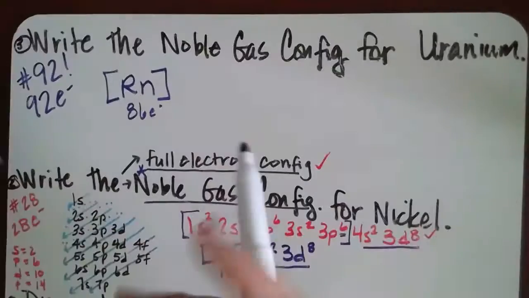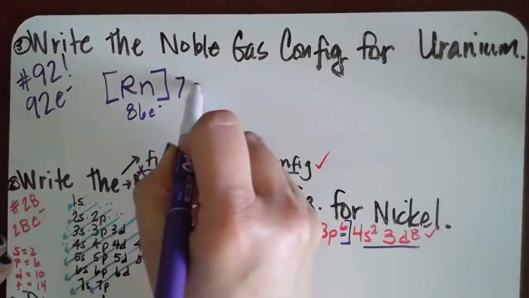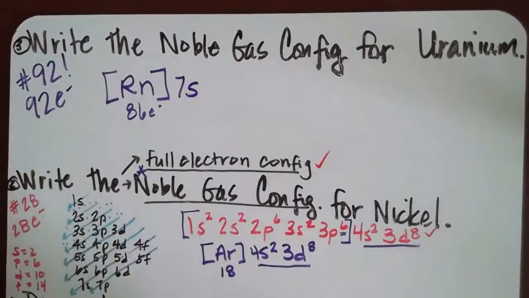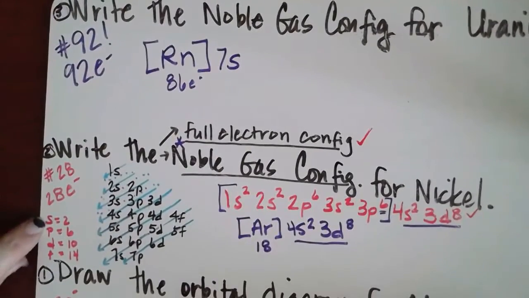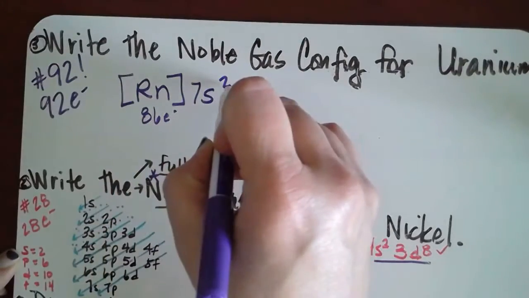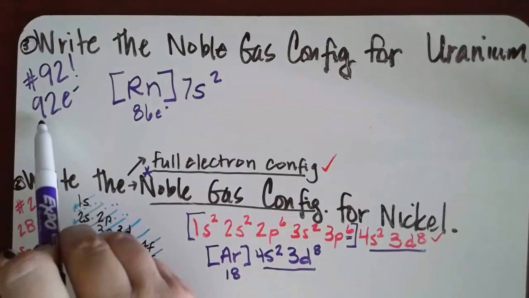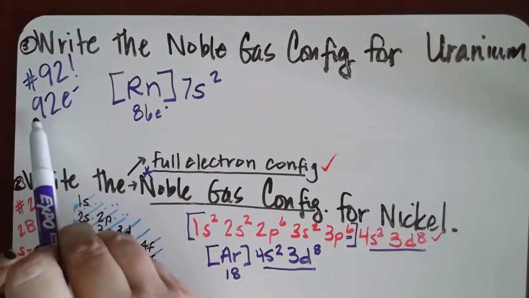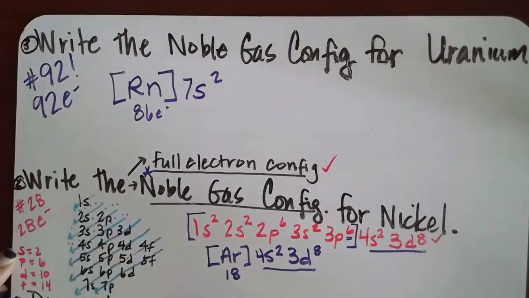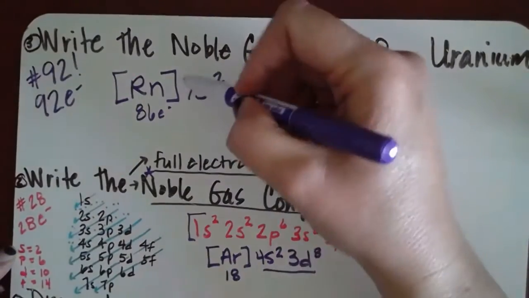So if that's 87, we now know that this is our 7, these are our s's, so we're going to start with 7s. So now I write 7s. What's next? Well, like we said before, an s has 2 maximum electrons. So what's 86 plus 2? 88, correct. So after 88, I need to now go to 92. Well, 92 minus 88, very good, is 4. So I need to account for 4 more electrons.